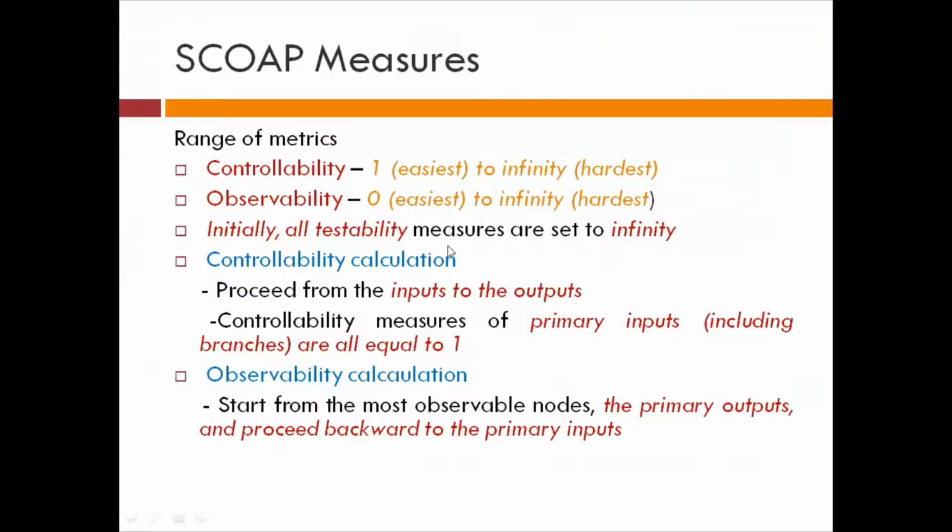So initially we set all the primary inputs to 1. Let's talk about controllability. So we set all of them to infinity. Then whatever are the primary inputs, they are put to 1, and then we keep computing it level wise. So we'll start with the calculation. First we'll start with the calculation of controllability.